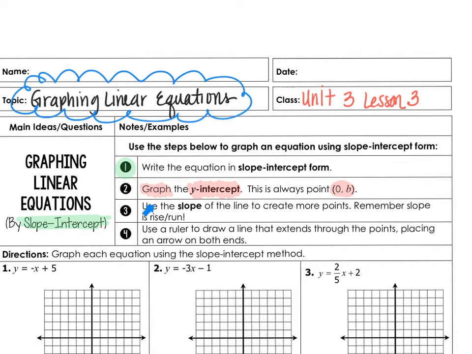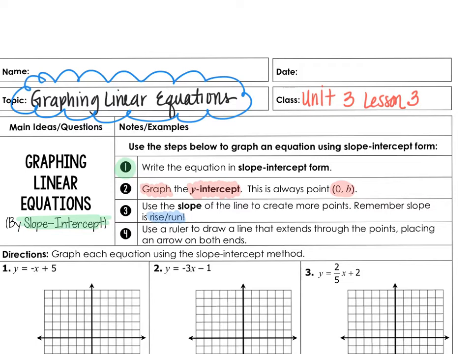Then we use the slope of the line to create more points. I like to call that we travel the slope. We travel the slope by traveling the rise over the run. So we do a rise over run to create more points. And then, use a ruler if you'd like, or try your best to draw a line that extends through the points, placing arrows on both ends to show that the line goes on forever.